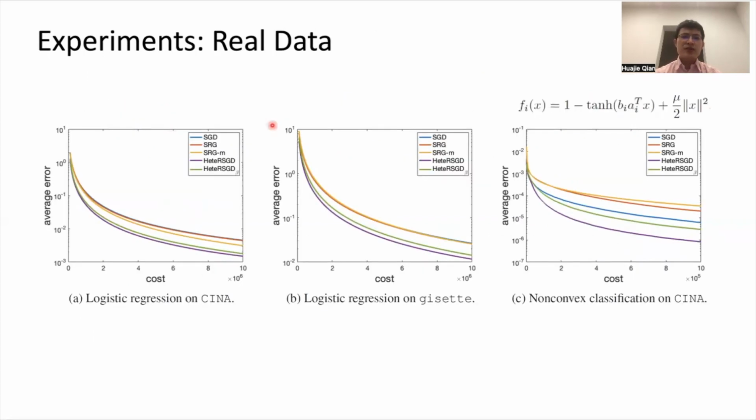And this summarizes our results on some real data. The first two plots show the result for a logistic regression problem on 2 data sets. In the last plot, we try our method on a non-convex problem. Although our theory is for the convex case, we show that empirically our method also has the same advantage as in the convex case if we apply the method to a non-convex problem.